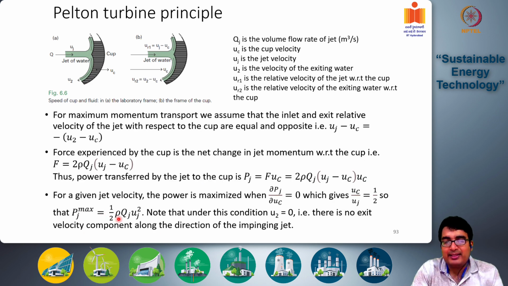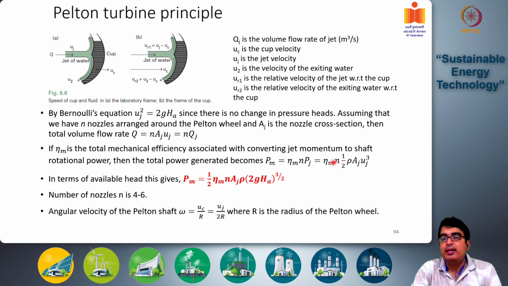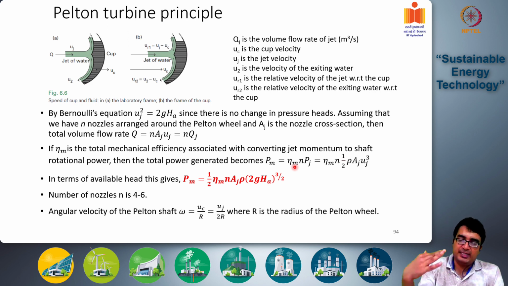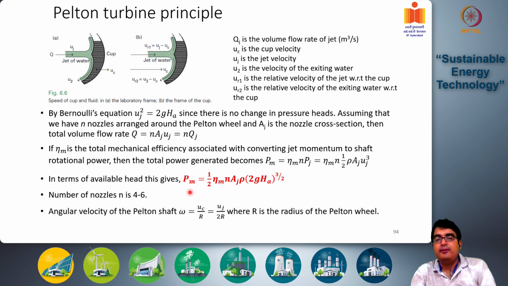The maximum Pj max is half rho Qj Uj square, and what is Qj? Aj into Uj. So this becomes half rho Aj Uj cube. This is the expression given here, into the number of nozzles into the mechanical efficiency. Then you can replace Uj cube by (2gHa) to the power 3 by 2, and this has been done here. So the final power generated by a Pelton turbine under a given mechanical efficiency eta m and number of nozzles n is given by this expression: P max = half eta m into n into Aj into rho into (2gHa) to the power 3 by 2.